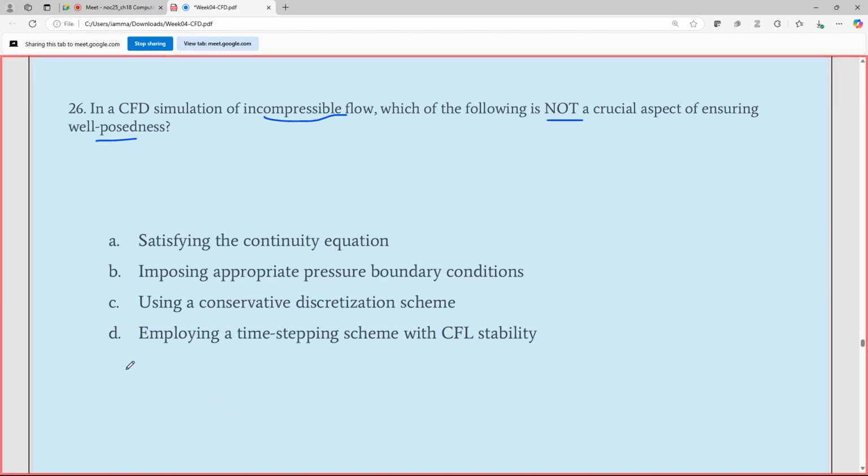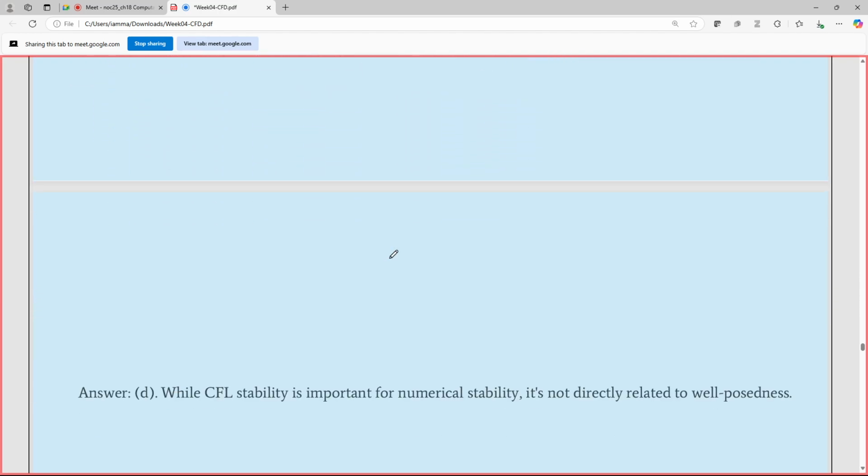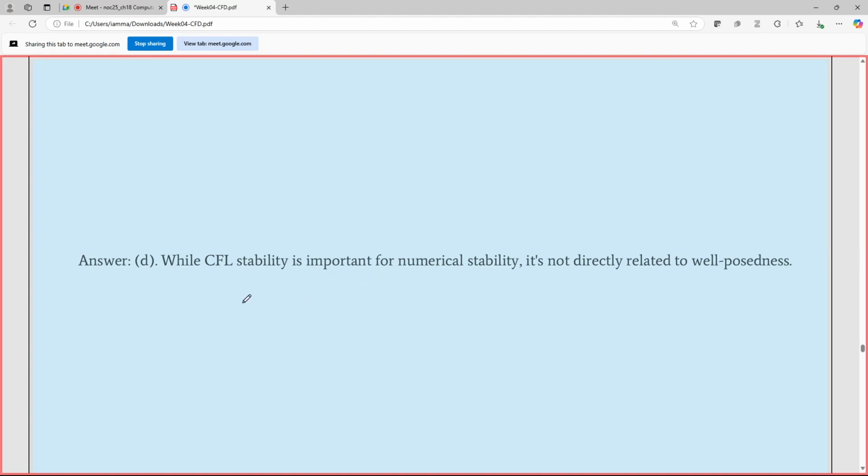The answer is option D, employing a time stepping scheme with CFL stability. So a time stepping scheme with CFL stability is for convergence and divergence, I mean, to adjust the convergence. So for the well posedness of the problem, CFL stability is not directly related.